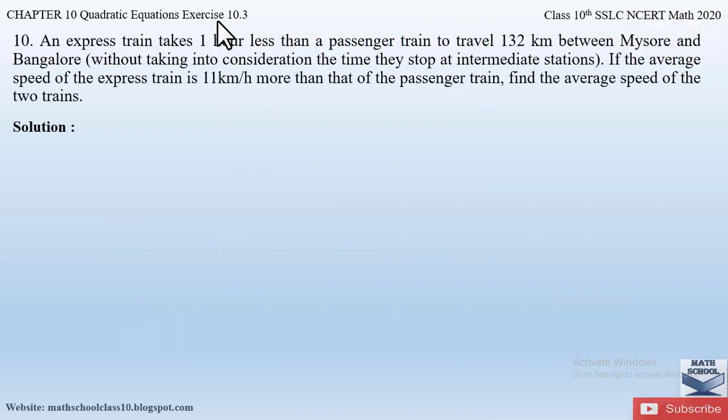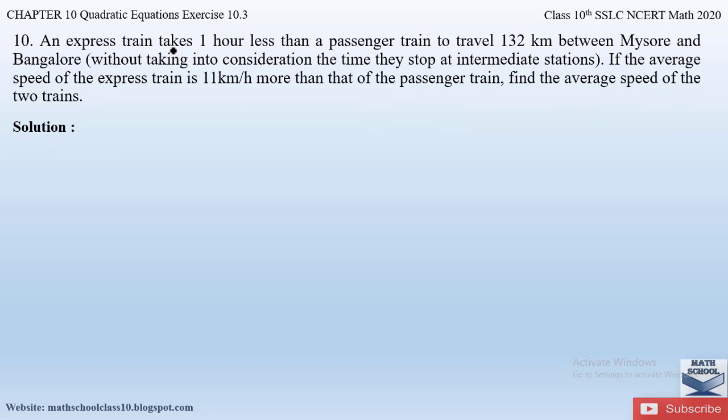Question number 10 from exercise 10.3, chapter 10, quadratic equations says: an express train takes 1 hour less than a passenger train to travel 132 kilometers between Mysore and Bangalore, without taking into consideration the time they stop at intermediate stations. If the average speed of the express train is 11 kilometers per hour more than that of a passenger train, find the average speed of the two trains.